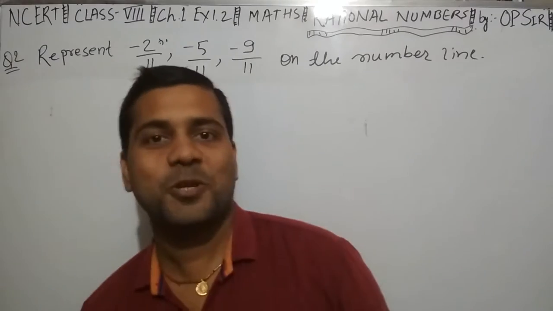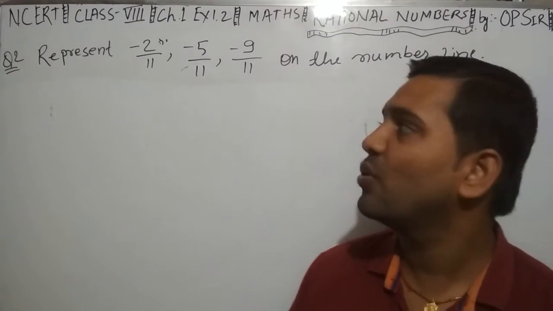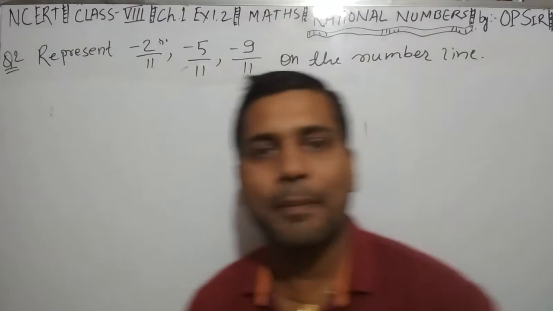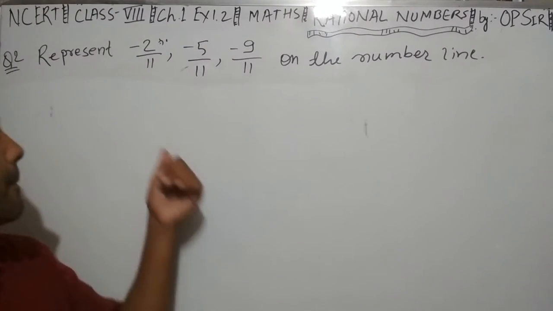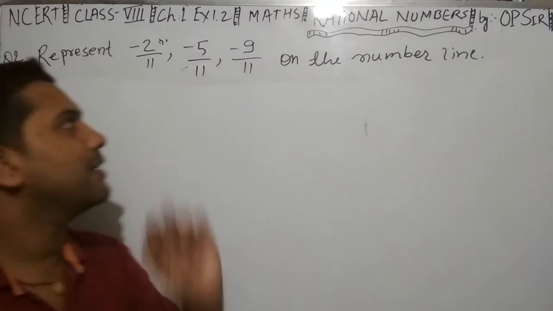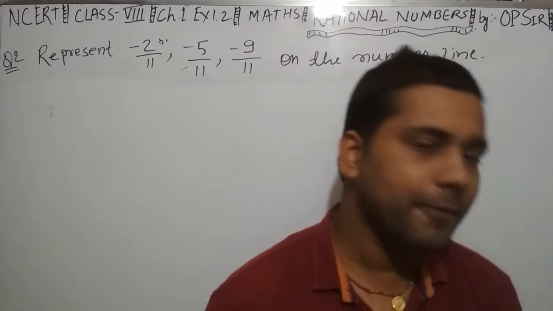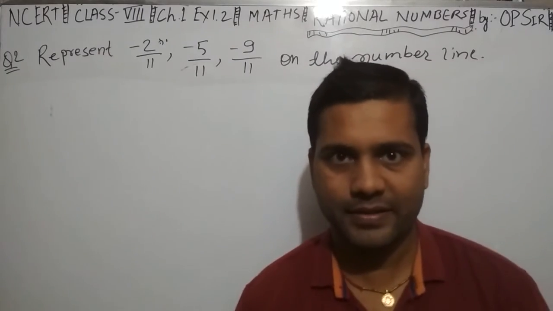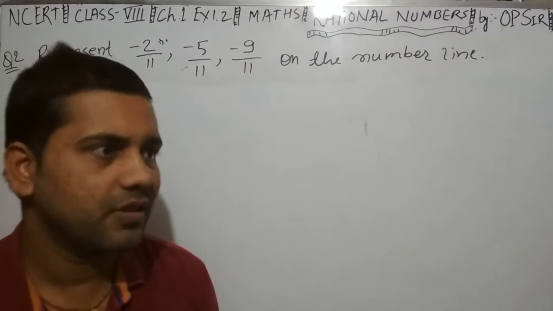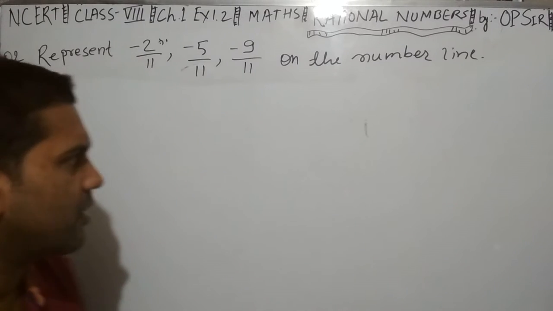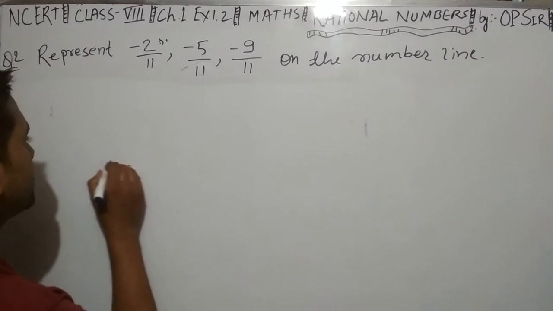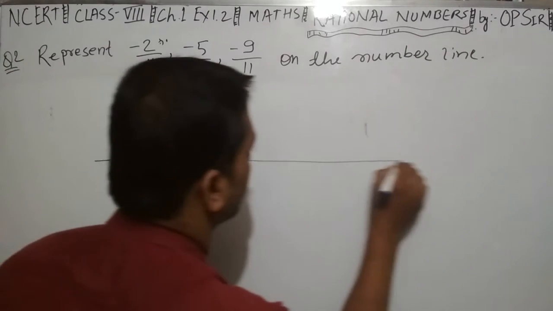Since we have question number 2 of exercise 1.2, that is, represent minus 2 upon 11, minus 5 upon 11 and minus 9 upon 11 on the number line. Okay, so we will do that, and for that we will see some simple way how we can do that easily. So I am going to draw a number line.